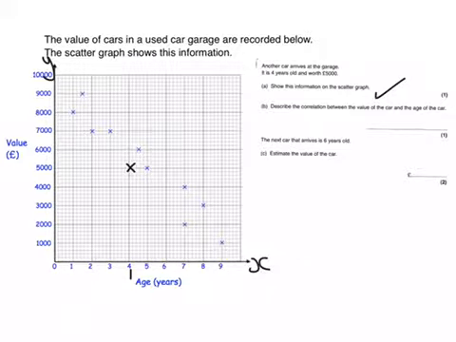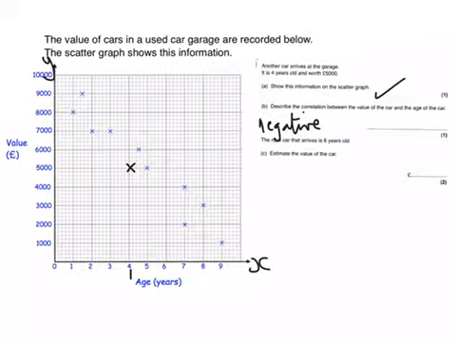Now the next thing I must do is describe the correlation. Now there's sometimes a bit of confusion here about state and describe. If you're not sure, I recommend doing both. Now the type of correlation this is, it goes downwards, so just like with gradient, this is negative, it's going downwards. So if it just said state the correlation, I would just write negative correlation.